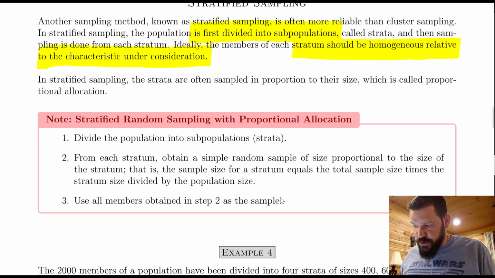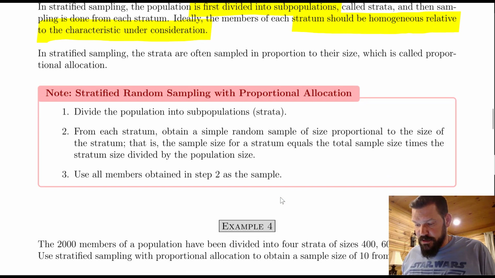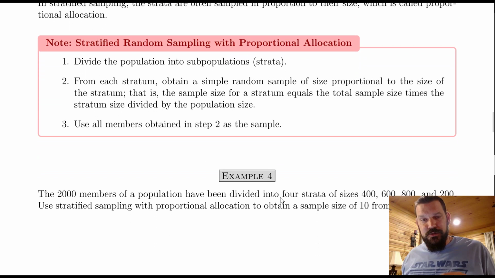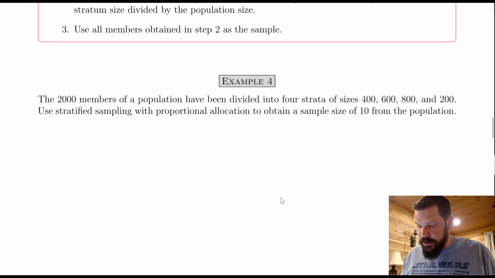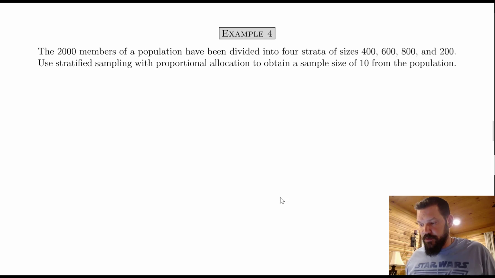So the steps for stratified random sampling. Step 1, we divide the population into subpopulations. Step 2, we obtain a simple random sample size proportional to the size of the stratum. And then step 3, we use all those members to generate our sample. Again, a numeric, concrete example is probably best, and then we'll go from there and come up with a more practical application problem.